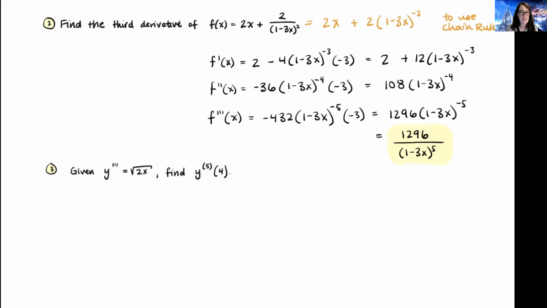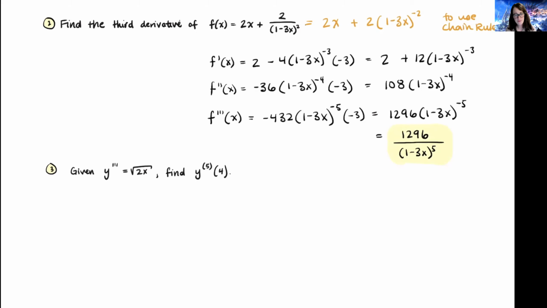Okay, in our last example here, we already know the third derivative. We are given that y triple prime is the square root of 2x, and we want to find the fifth derivative of 4. So our answer here, the fifth derivative of 4, is going to be a number. We need to find the fifth derivative with x's, then plug in 4 into that fifth derivative, and that will give us the thing that we're looking for.